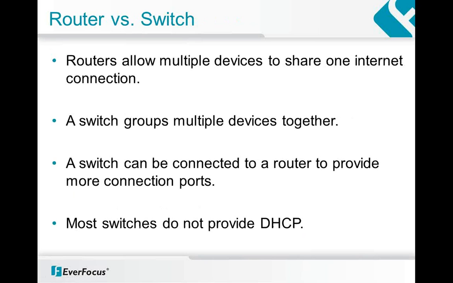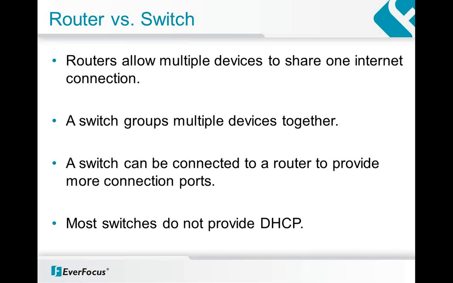Router versus switch. A router allows multiple devices to share one internet connection. A switch groups multiple devices together. A switch can be connected to a router to provide more connection ports. Finally, most switches do not provide DHCP.